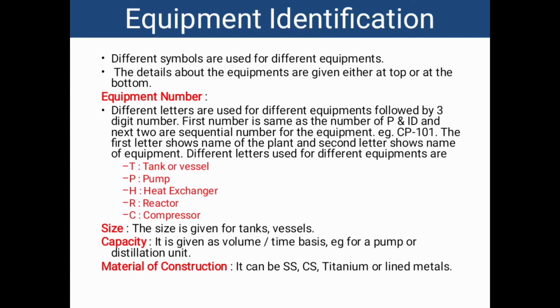The next is equipment identification. For each equipment in the process P&I diagram, the details will be mentioned at the top or corner of the P&I diagram. So it includes T, which means tank or vessel. P means pump. H means heat exchanger. R means reactor. C means compressor. And the size of the equipment, capacity of the equipment, material of construction, everything will be described in the P&I diagram.